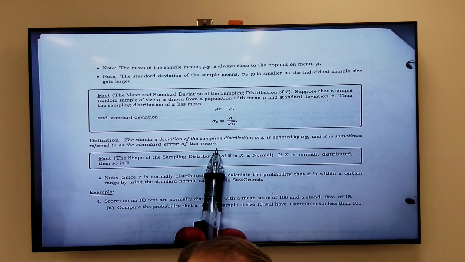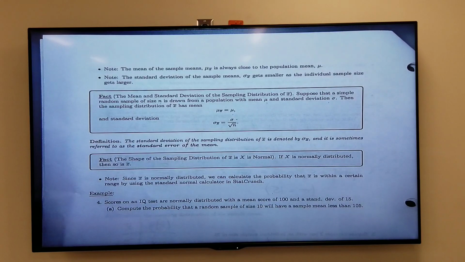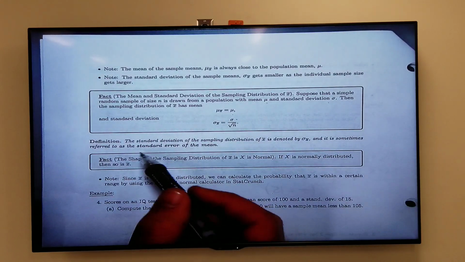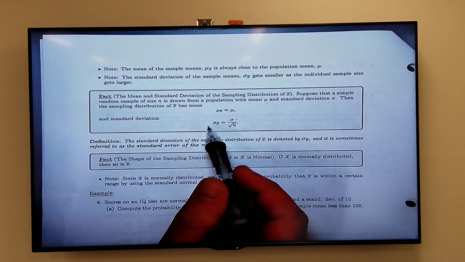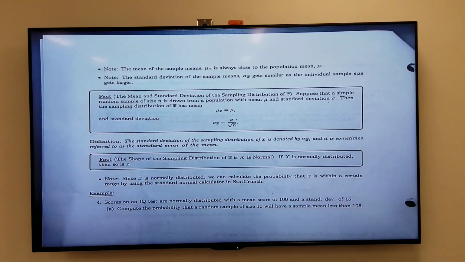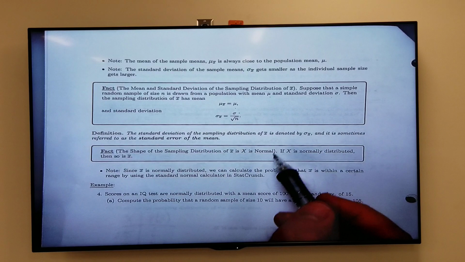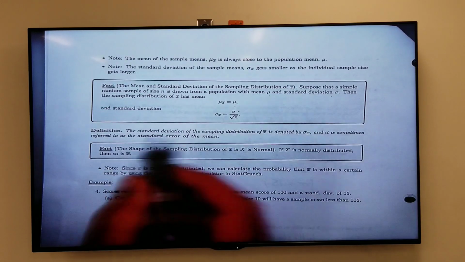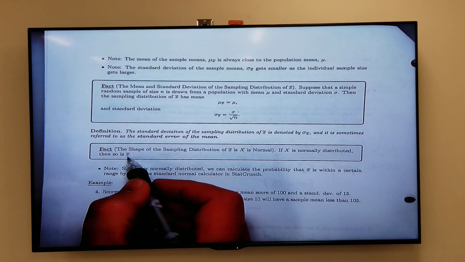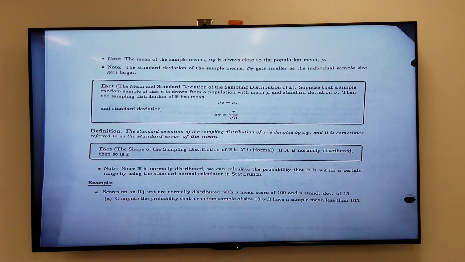I'm never going to call it that, but you might have a question, homework or something, that asks you to compute the standard error of the mean. That's what they're talking about. They're talking about the standard deviation of the sample means. And then the shape of the distribution. Well, if the underlying population is normally distributed, then the sample means are also going to be normally distributed. Okay?